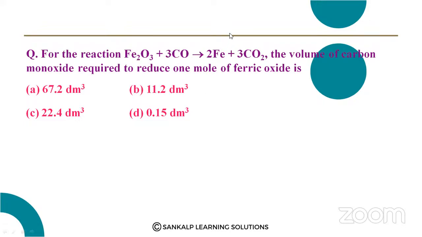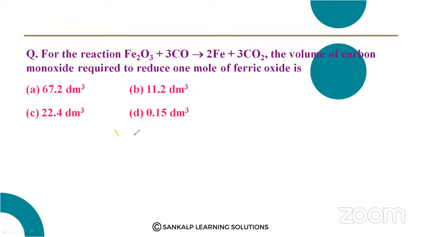Yes, anybody? What is reduction in terms of electrons? Gain of electrons, right? Gain of electrons is reduction. And what is oxidation? Loss of electrons. So we have to calculate the volume of carbon monoxide required to reduce 1 mole of ferric oxide.